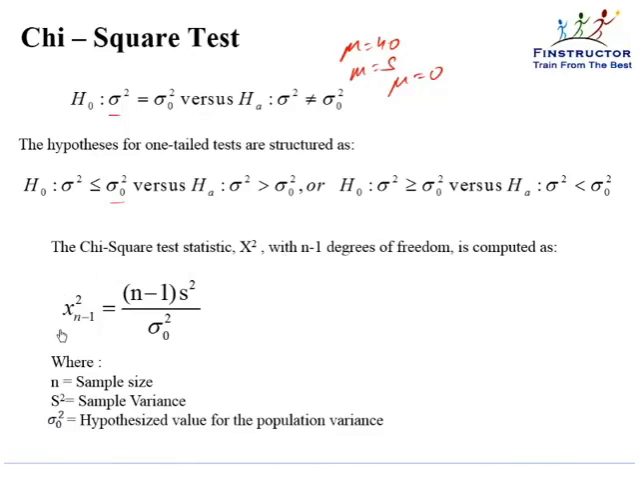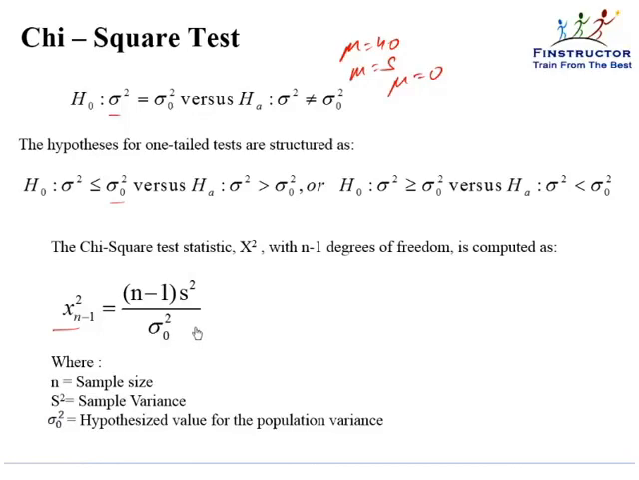The chi-square test statistic you have to memorize is (n minus 1) times s square upon sigma naught square, where n is the size of the sample, s square is the variance of the sample, and sigma naught square is the hypothesized value of the population variance. If this test statistic is within the critical values, then we cannot reject the null. If it is outside the critical values, then we will reject the null that the variance is equal to the hypothesized value, and we will conclude that it is not equal to that value.